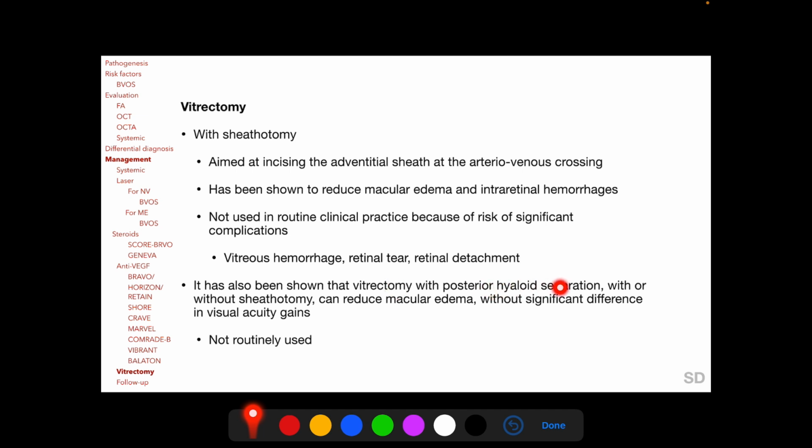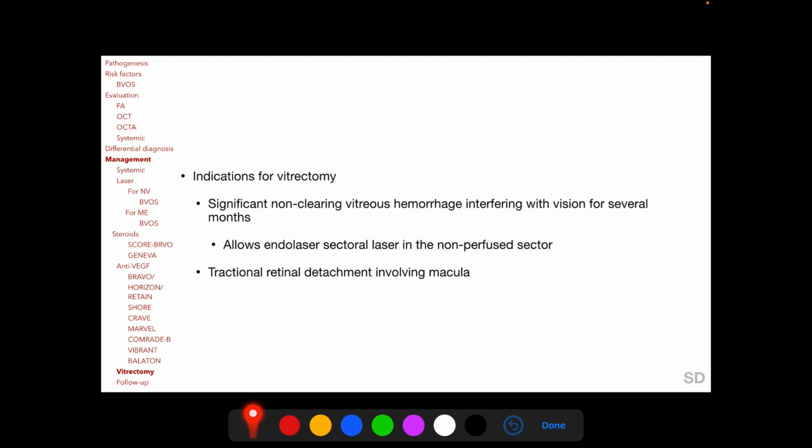Vitrectomy with posterior hyaloid separation with or without schizotomy can also reduce macular edema, but without significant difference in visual acuity gains, and so is not routinely used. Indications for vitrectomy in eyes with BRVO include significant non-clearing vitreous hemorrhage interfering with vision for several months, and in this situation vitrectomy allows sectoral laser in the non-perfused sector of the retina with the help of the endolaser, and tractional retinal detachment involving the macula.